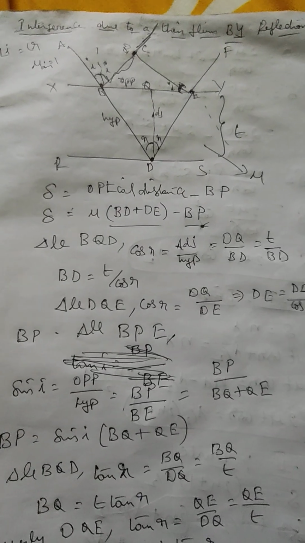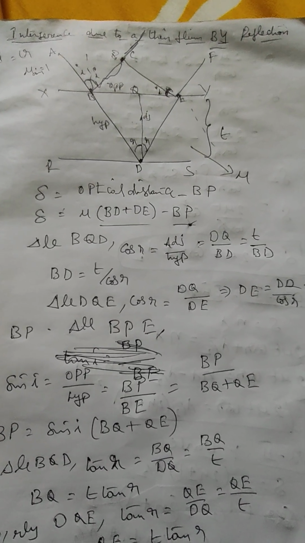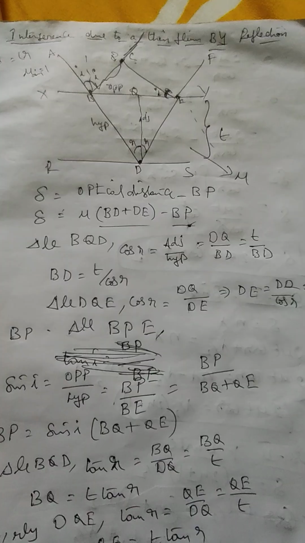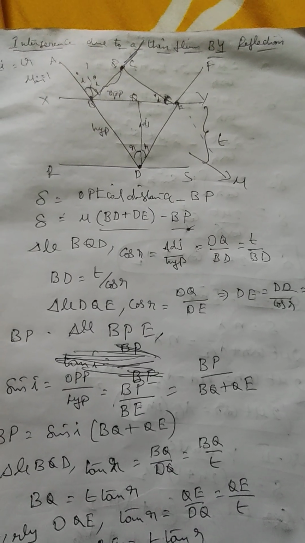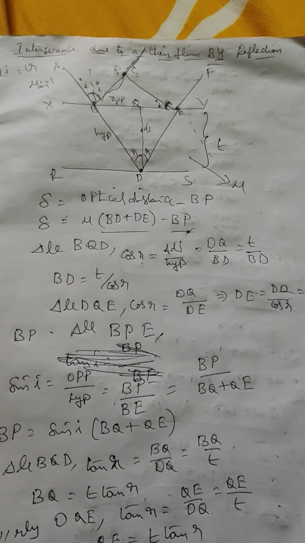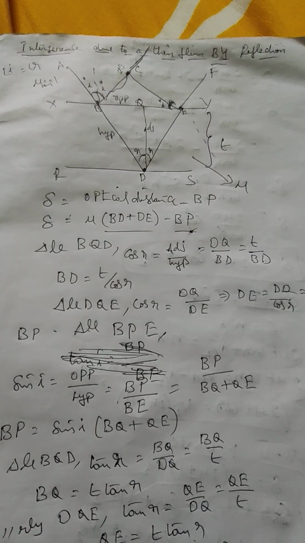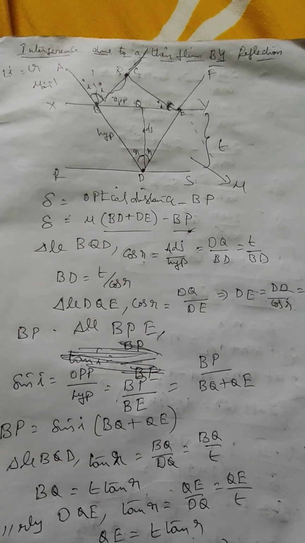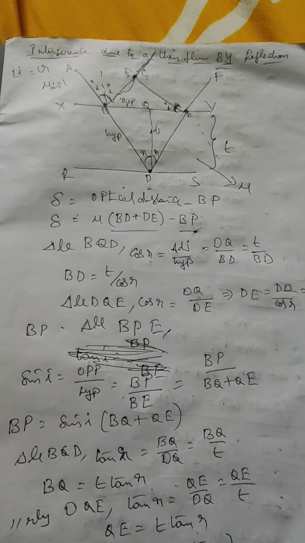Here we consider a ray of light AB in the rarer medium, whose refractive index value is 1, incident at a point B on the upper surface XY. The angle of incidence is i. BC is the reflected ray making the same angle. Here the angle of incidence is equal to the angle of reflection, that's why I can put it as the same symbol i.